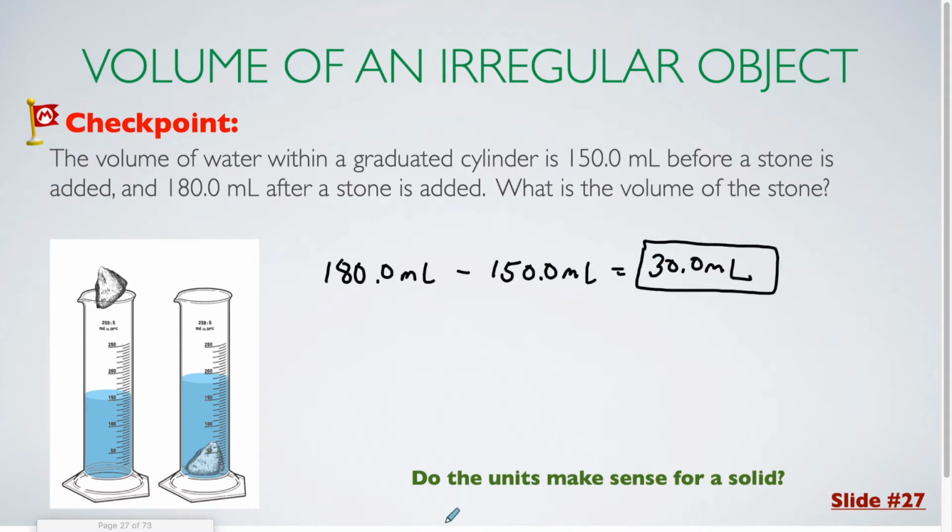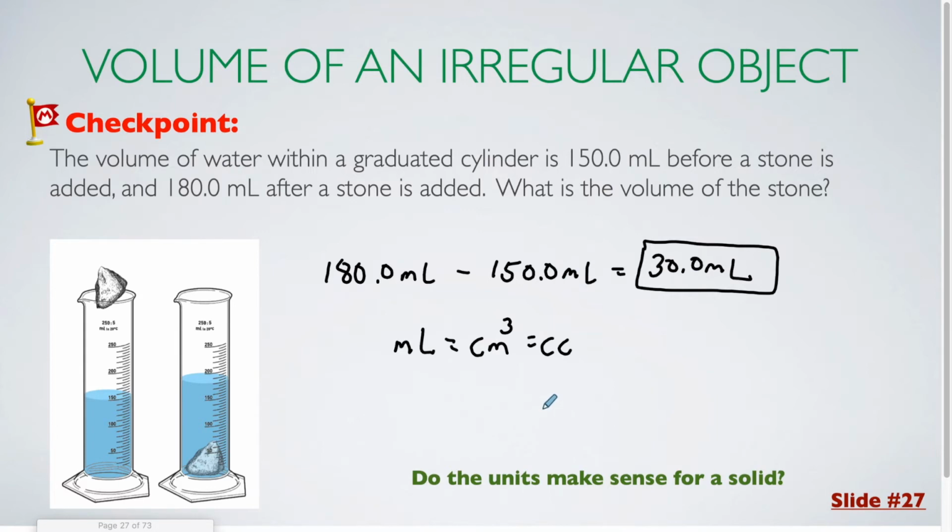Now our question on the bottom here, do the units make sense for a solid? The answer would be no. We typically use the unit of milliliters when we're talking about the volume of a liquid. You may or may not know this, but the unit of milliliters is actually the same exact thing as centimeters cubed, or cc's, if you've ever heard that in terms of maybe a shot, so something related to the medical fields.